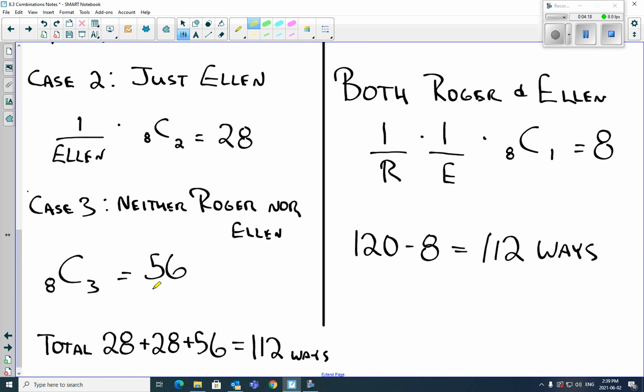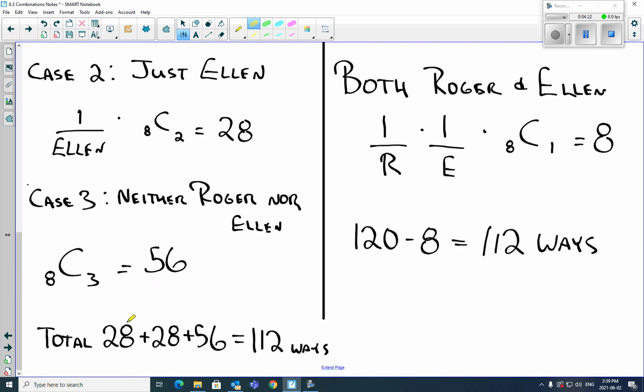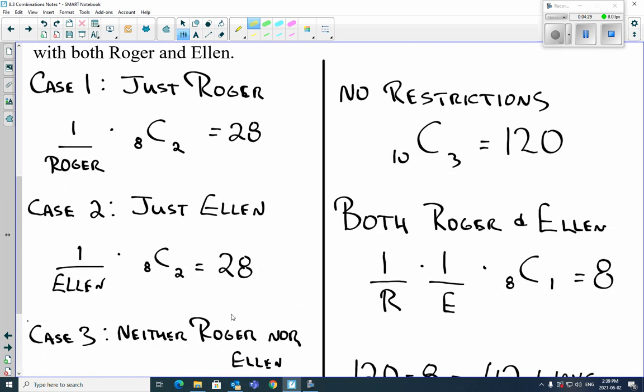So this comes from the case work we did at the tail end of 8.2. It's this, or this, or this. Right, so you add them together: 112 ways. Now that's the normal way of doing it, right? You do just Roger, just Ellen, or neither.